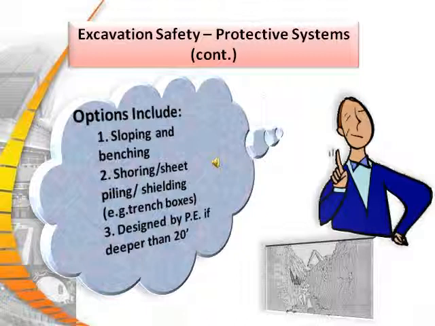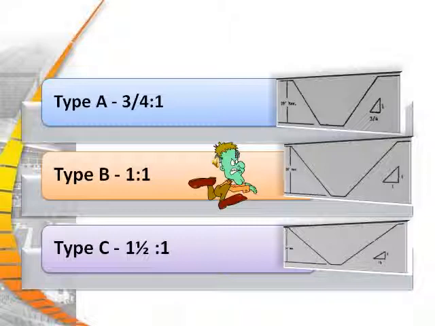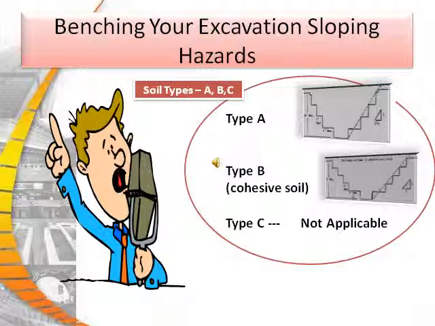Here we can see the three types of sloping. You have type A, which is 3/4 to 1, type B, which is 1 to 1, and type C, which is 1.5 to 1. The soil types are three types: type A, which is shown in the first diagram, type B, which is cohesive soil, and type C.